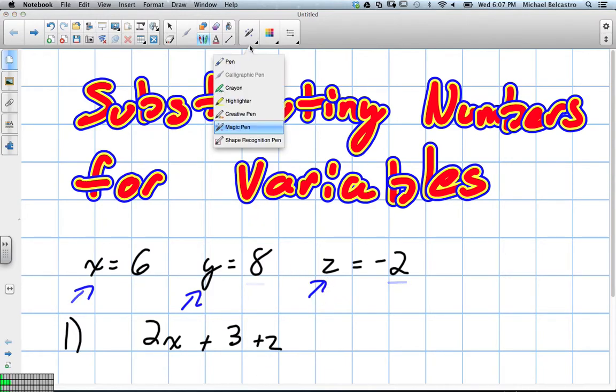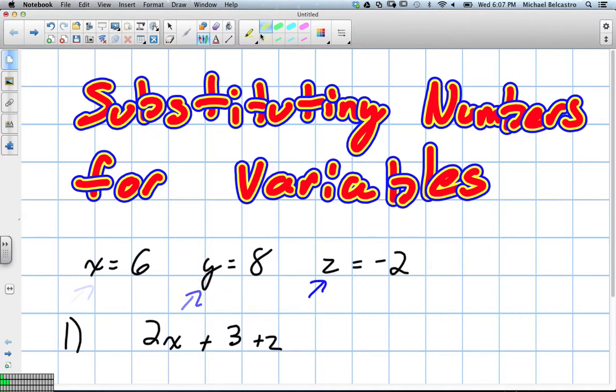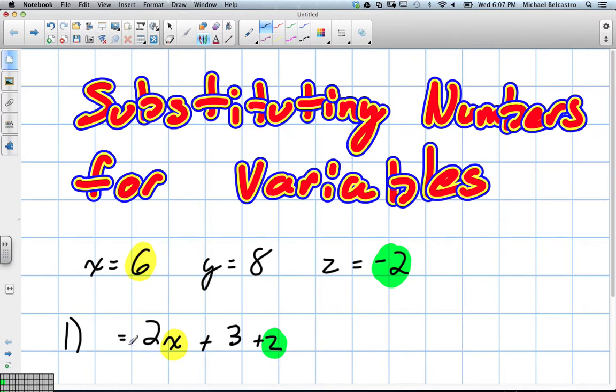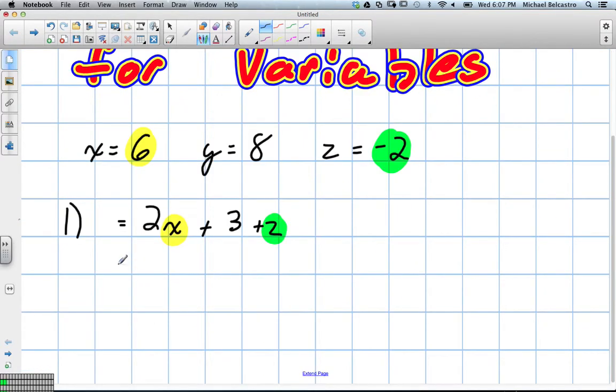But in our first one, what we want to do is get a feel for what variables we have. In the first one, they have an x, and the value for x is 6. So we're going to be replacing x with the number 6. We also have a z, and the value for z is -2. So we're replacing z with -2. Okay, so put a little equal sign. This expression is equal to.